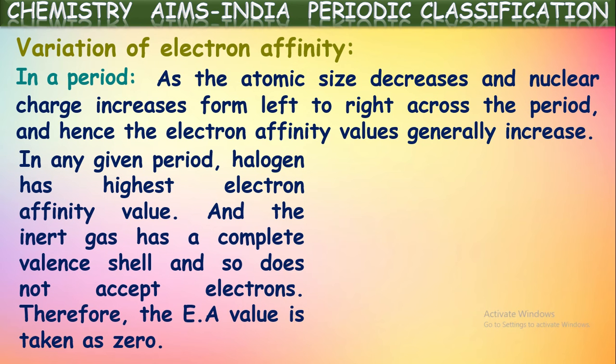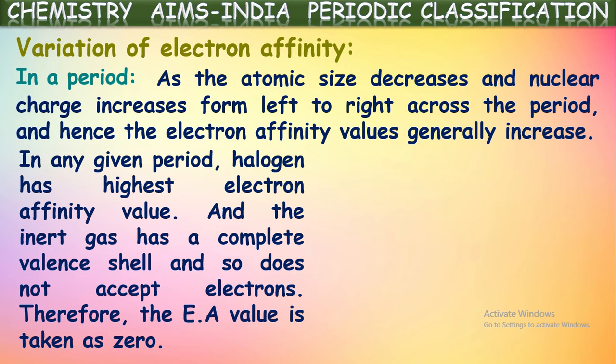But actually in a given period, it increases from alkali metals to halogens. So halogen has the highest electron affinity value in a given period. And the inert gases have a complete valence shell. They do not have any tendency to take electrons. So that is why they don't have any tendency to accept electrons. Therefore, the electron affinity values of these noble gases are considered as 0.